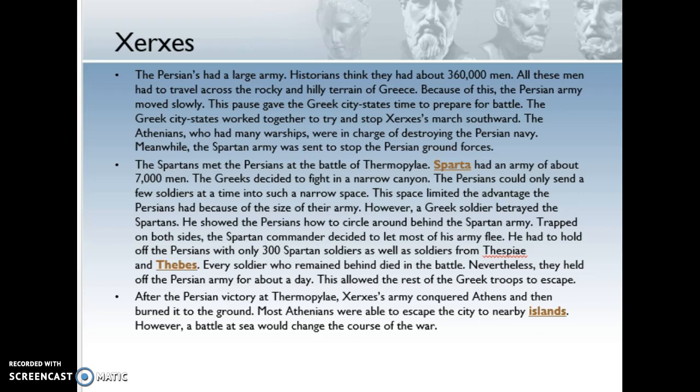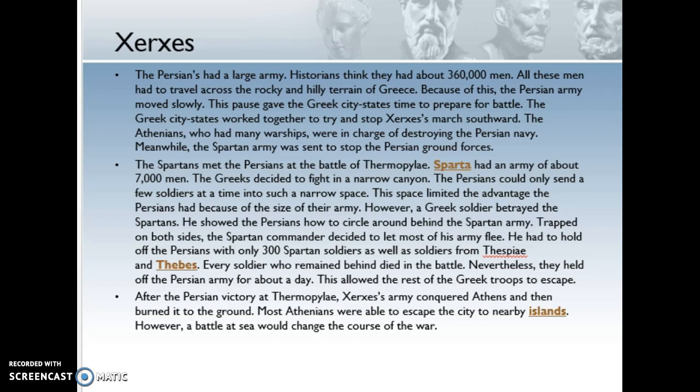However, a Greek soldier betrayed the Spartans. He showed the Persians how to circle around behind the Spartan army. Trapped on both sides, the Spartan commander decided to let most of his army flee. He had to hold off the Persians with only 300 Spartan soldiers, as well as soldiers from Thespiae and Thebes. Each soldier who remained behind died in the battle. Nevertheless, they held off the Persian army for about a day. This allowed the rest of the Greek troops to escape.